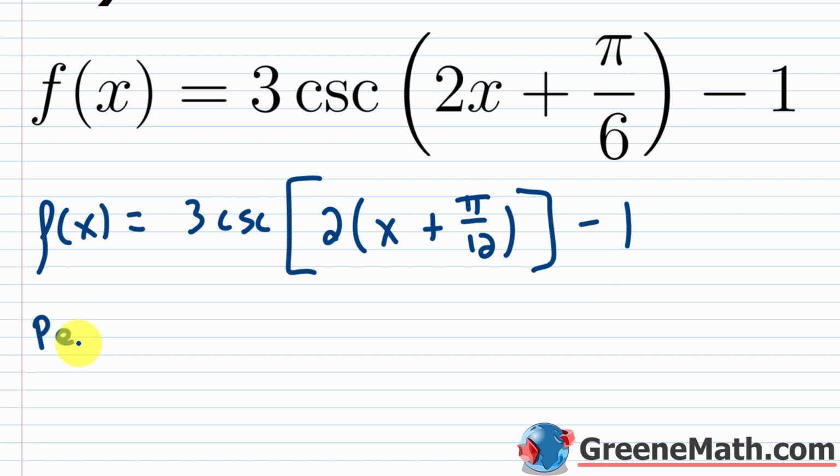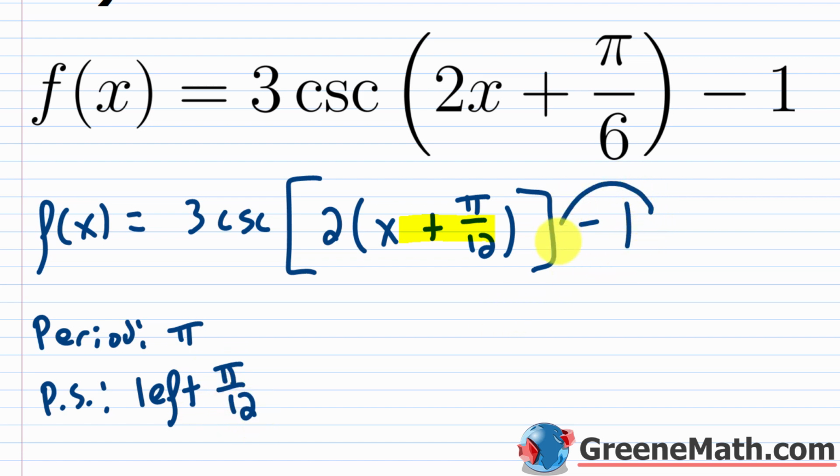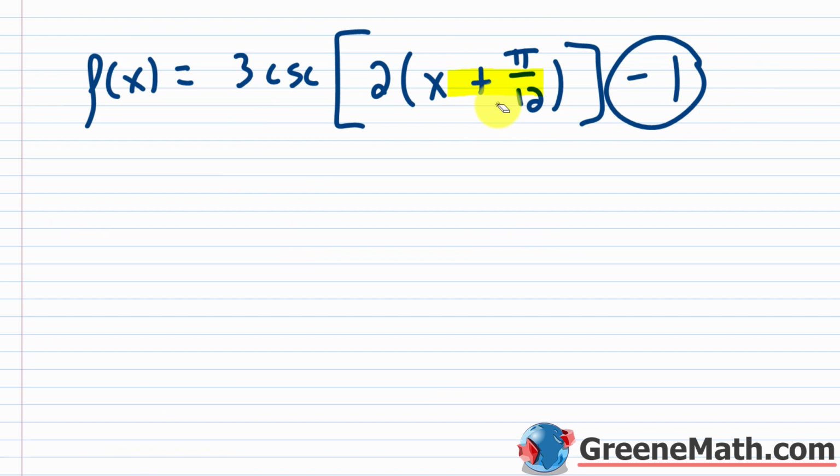So for the period, you have 2 pi divided by, in this case, 2. So 2 pi over 2, that's going to be pi. Then for the phase shift, you go inside and you say, how do I undo what's being done to x? Here you have x plus pi over 12. To undo that, I need to subtract away pi over 12. So that means I'm going left pi over 12. Then for the vertical shift, you have that minus 1. So that is going to tell me that I want to go down 1. That's all it is.